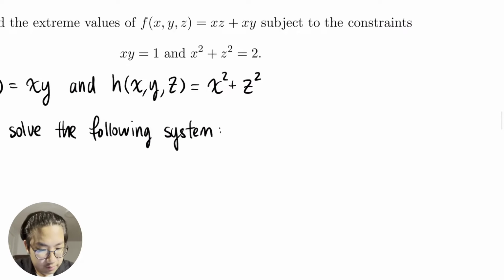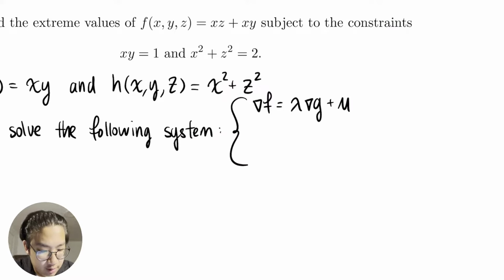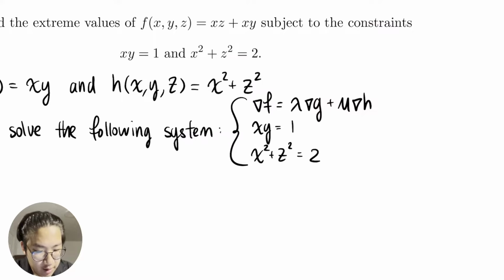So the system we have is right over here. You have the gradient of f, and it's equal to lambda, which is just a scalar multiple, times the gradient of g plus mu times the gradient of h as well. And then next we just have the two constraint functions. So we have xy is equal to 1, and then we have x squared plus z squared is equal to 2. So our goal is effectively to solve this system of equations.